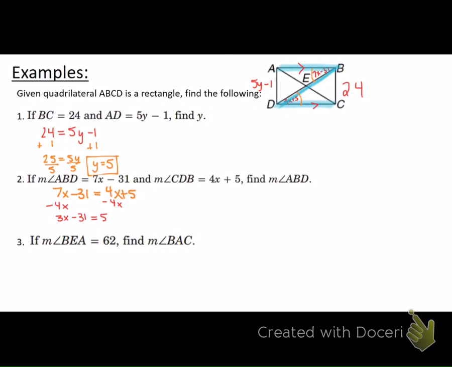What was it? Maybe it was 54. But it doesn't ask for x, it asks for the measure of ABD. So what do we do to find ABD? Substitute it in. Now you know it. So 7 times 12 minus 31. So the measure of angle ABD is 53 degrees. Good job.